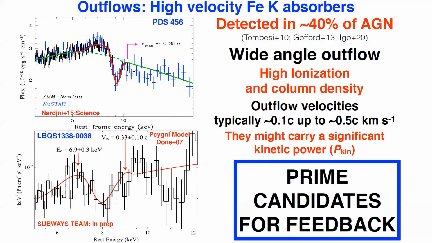I was still a PhD student in 2015, when there was a great breakthrough in this science. For the first time, we observed basically the prototypical ultra-fast outflow, which is PDS 456. PDS 456 is the most luminous quasar in the local universe.